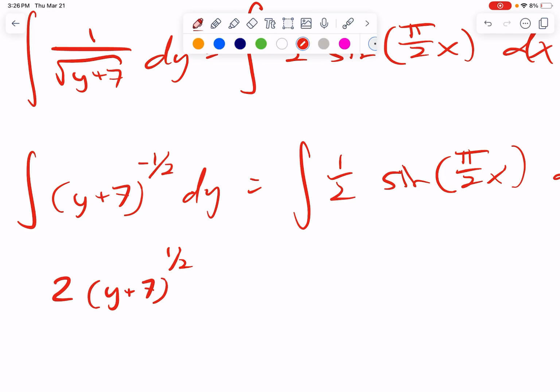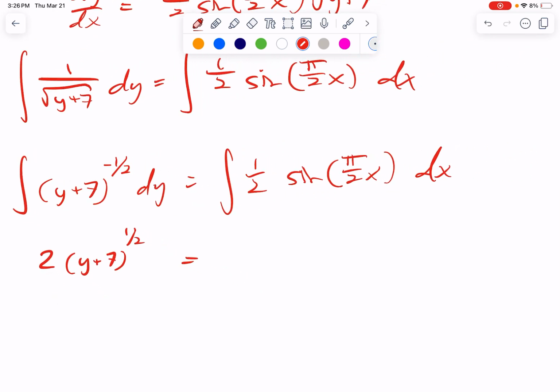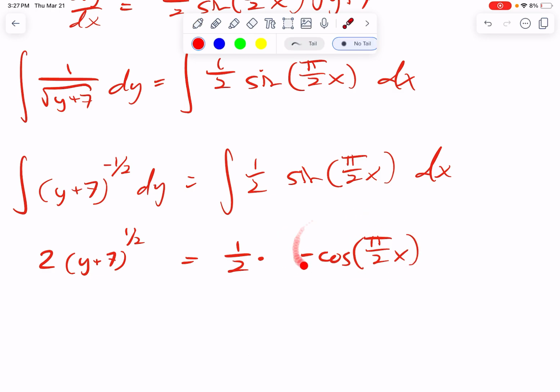That's my left-hand side. On my right-hand side, well, there's a coefficient of 1/2. I'll just leave that. Generally speaking, the antiderivative of sine is negative cosine. I would have negative cosine of pi over 2x. But if I took the derivative of this, by chain rule, my inner derivative is pi over 2. And I don't see a pi over 2, so I have to cancel that out with a 2 over pi.